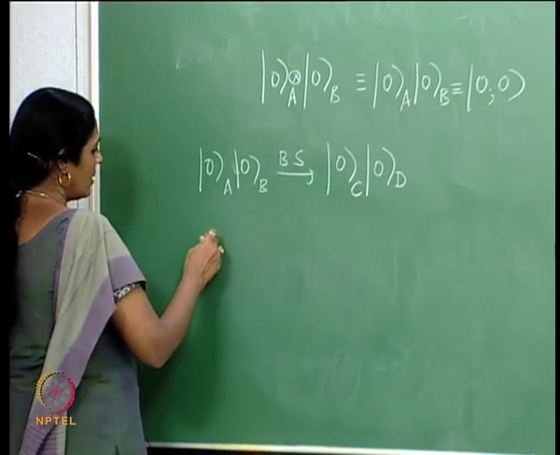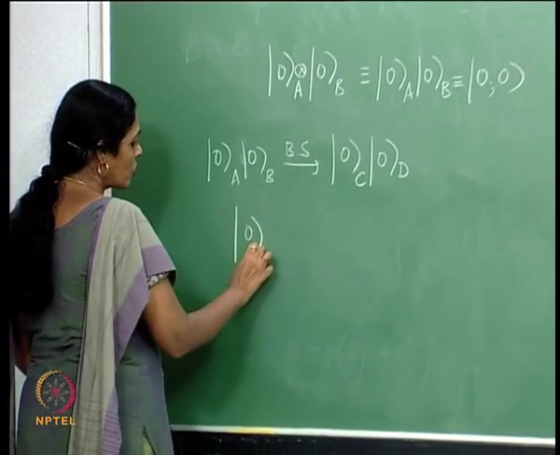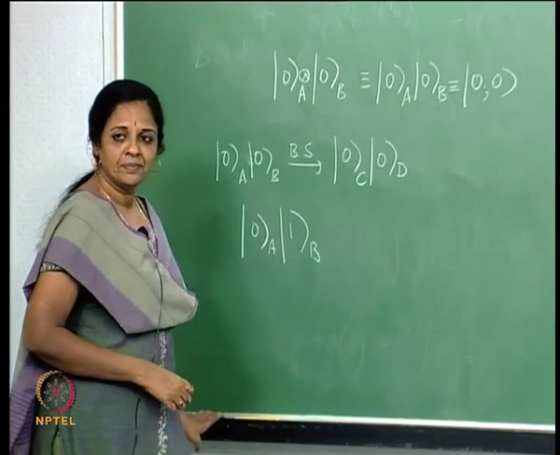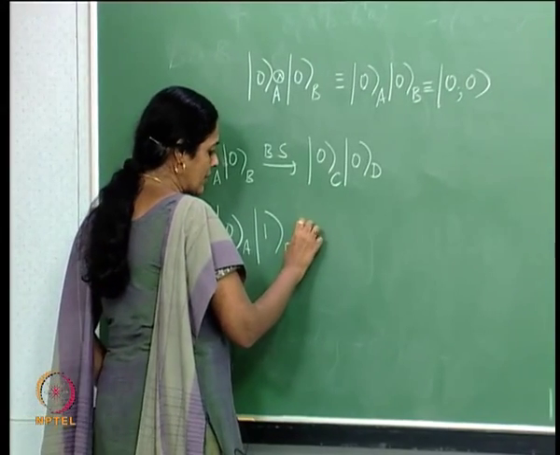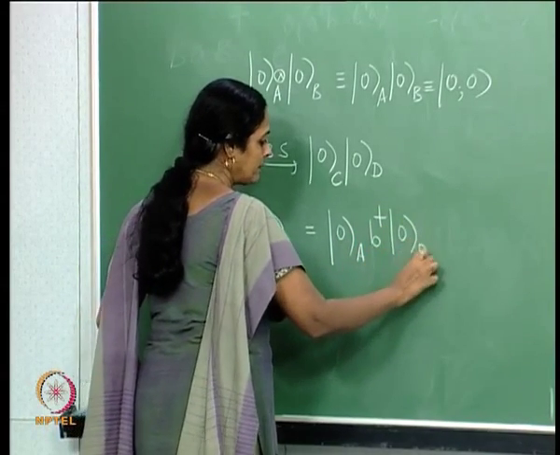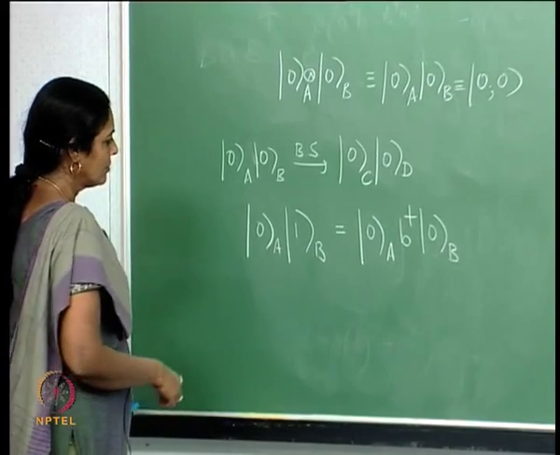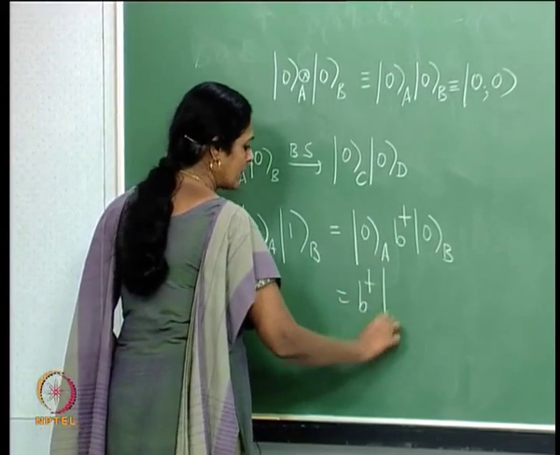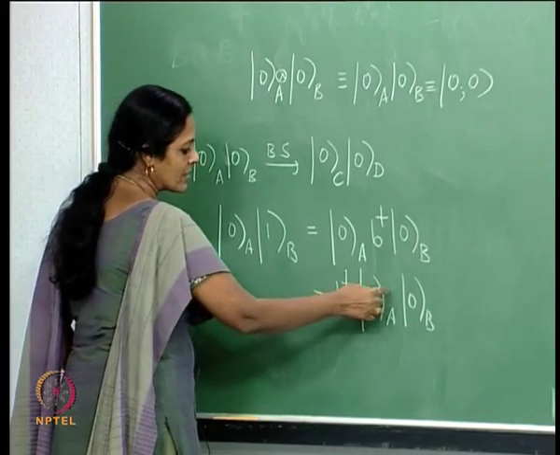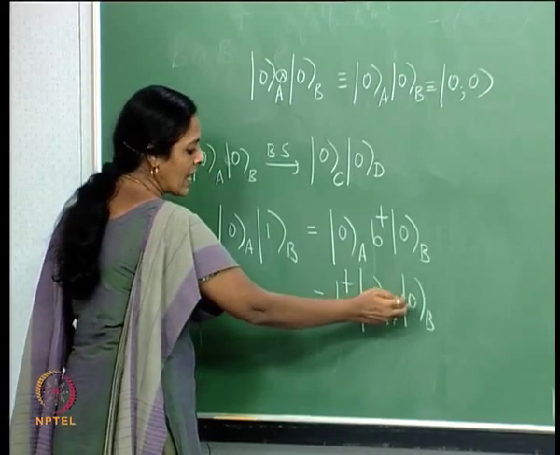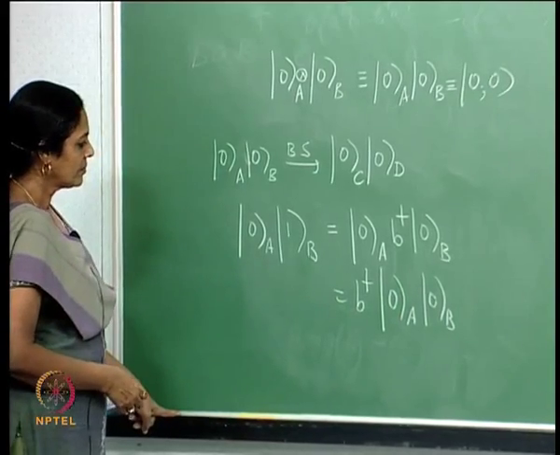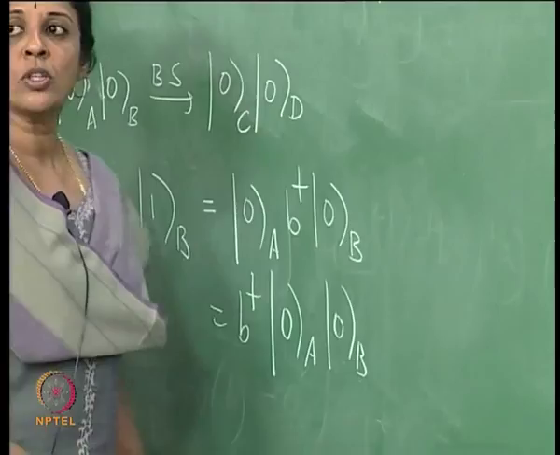Suppose I have 0 photons through the port A and 1 photon through the port B. I can well write this as 0 A B dagger 0 B. But that is the same as B dagger 0 A 0 B. Remember that this is a product state here, and B dagger acts only on ket 0 B and leaves 0 A untouched. This is passed through the beam splitter.